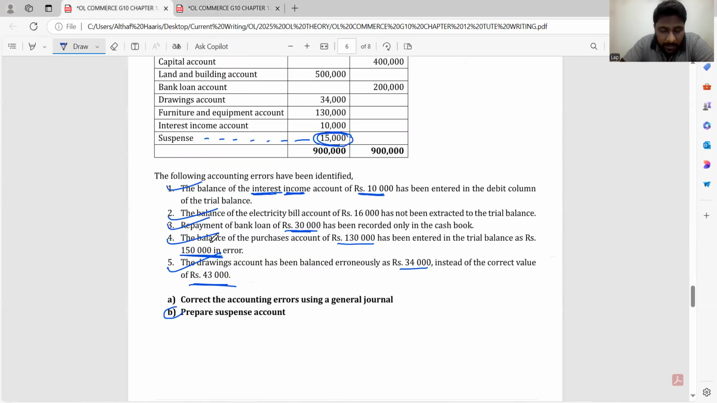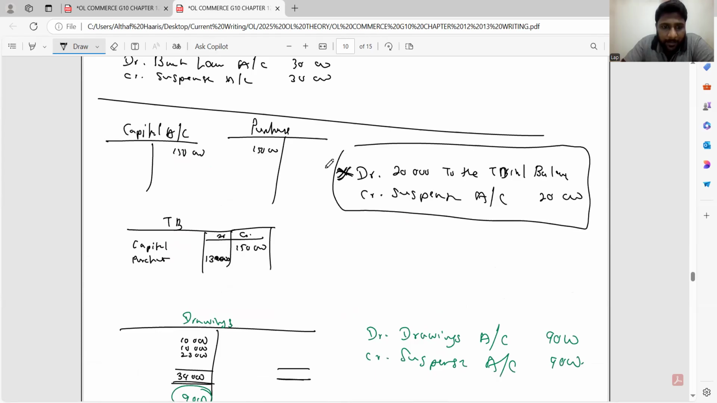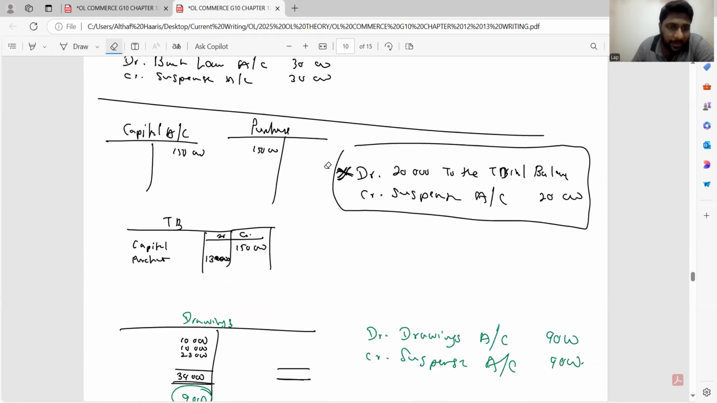Fourth one, balance of purchase account 130,000 has been entered in the trial balance. People, here I have made a mistake. The balance of 130,000 has been entered as 150,000. What has happened is not this way, it has happened the other way around. I took the numbers the other way around.